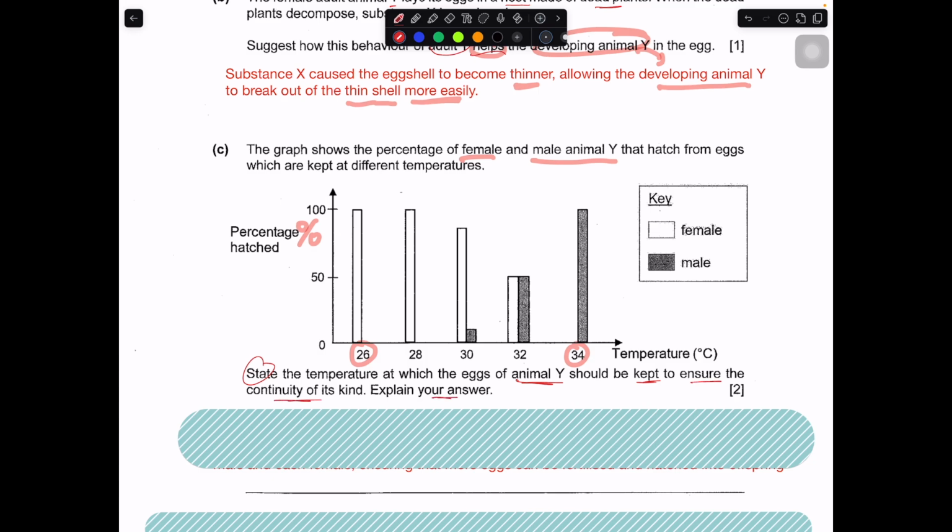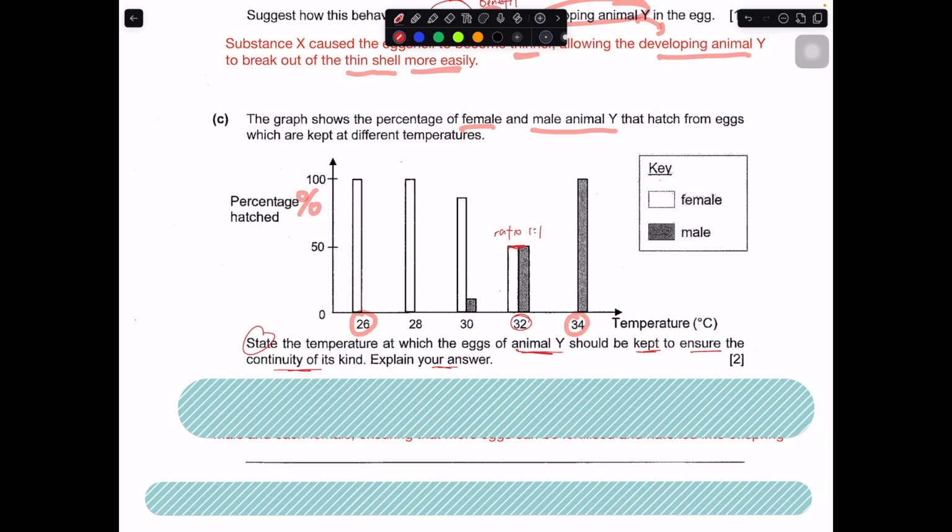Explain your answer. That means which temperature will you choose to allow our animal Y to continue to have their offspring, to continue to fertilize, to reproduce? So in this case, you will choose 32, because at 32 you have an equal number. When you have an equal number, you can increase the chance of the male mating with the female. The ratio in this case will be 1:1, so it will have a higher chance of the male mating with the female. Therefore, you increase the number of eggs being fertilized, and you will allow more offspring to be hatched from there.